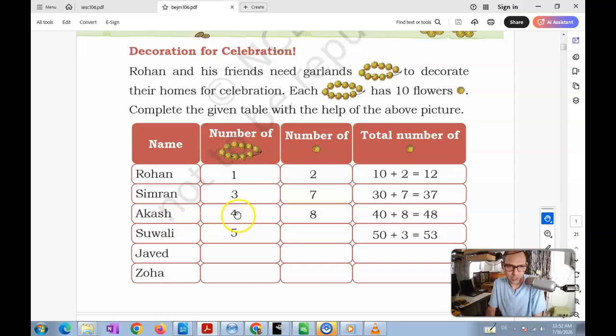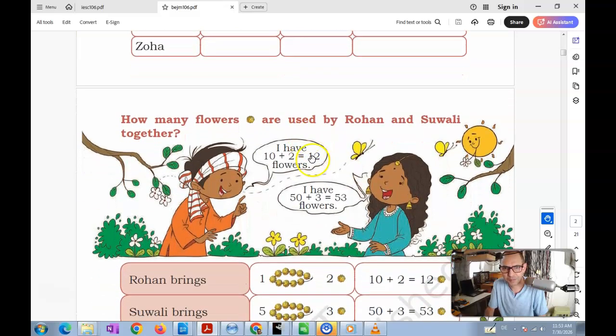If Akash has 4 groups of 10, you would put a 4 in the tens place value, and he has 8 groups of 1, so you put an 8 in the ones place value, and so you have 48, right? Or for example, for this number 53, you have 5 groups of 10, 5 of these 10s, and then 3 of these ones. That becomes 53, right?